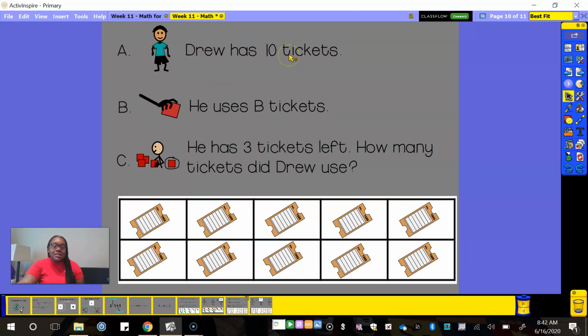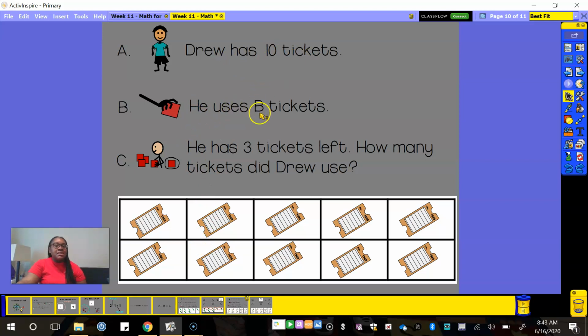Drew has 10 tickets. How many does he have? 10. Good job. So we're going to look at our tens frame and we're going to count to make sure that we have the right amount. Count with me. 1, 2, 3, 4, 5, 6, 7, 8, 9, 10. Awesome. Our tens frame matches what our story problem says. Drew has 10 tickets and there are 10 tickets in our tens frame.